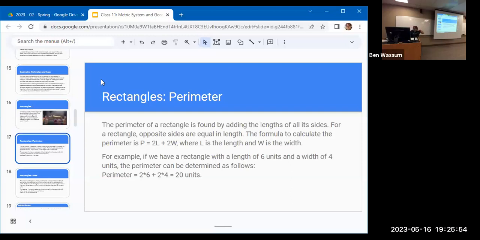Because it's better than saying L plus W plus W. There's two L's and there's two W's. So as an example, if you have a rectangle with a length of 6 units and a width of 4 units, you can find the perimeter by saying 2 times 6 plus 2 times 4 ends up adding up to 20, and you call it good. Pretty simple, right?